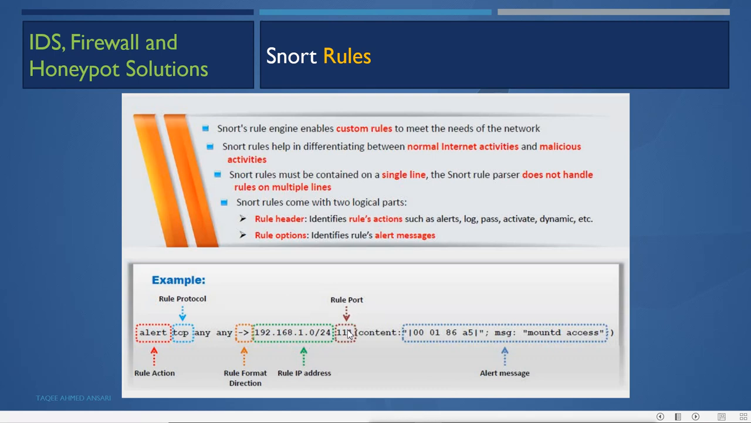this port. And then here it is saying the content. So content means this is the signature here first, and then this is the message. This is a signature for a mounted access attack. And then here the alert message. If it sees this kind of content, what will it do? It will send this message, mounted access, as an alert. As an alert it will generate this message. So same as this, we have multiple rules for different attacks.